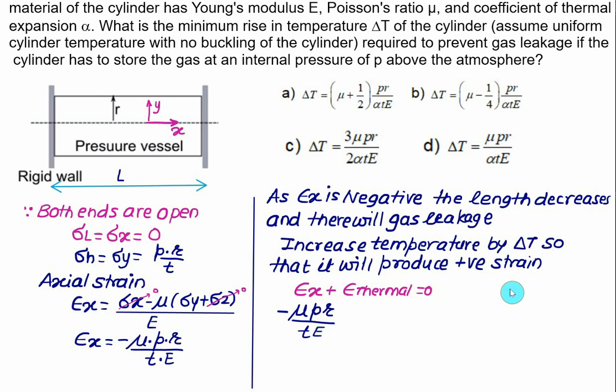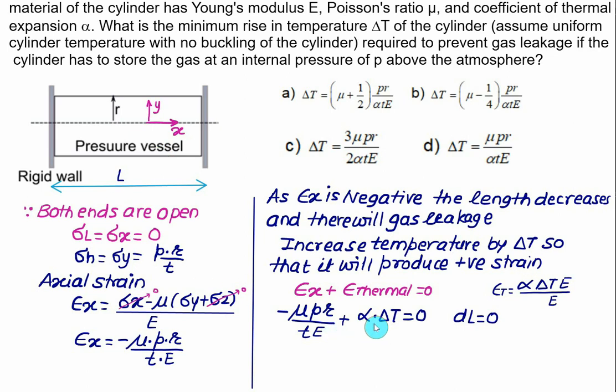The thermal stress is known to us as alpha into delta T, and if we divide it by E, you will get the thermal strain epsilon T. So we have to put the value of thermal strain equal to alpha multiplied by delta T, and this sum must equal 0. If this sum is equal to 0, it means that dl will be equal to 0. If dl equals 0, we will maintain the length, and if we maintain the length, there is no leakage from the cylinder into the atmosphere.